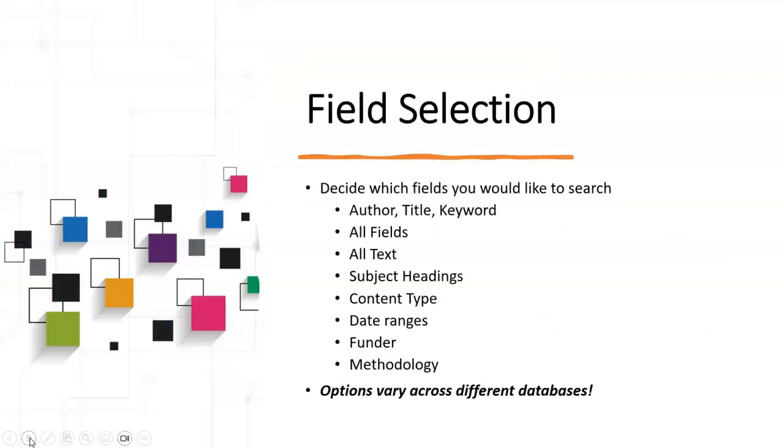So, field selection. In each of the search boxes you see, there's an option to select different fields, and it's where you can decide whether you want to search by author, title, keyword, all fields, all text, subject headings, content types, date ranges, funders, methodologies. There are lots of different options, and it really varies depending on the database you have on offer.